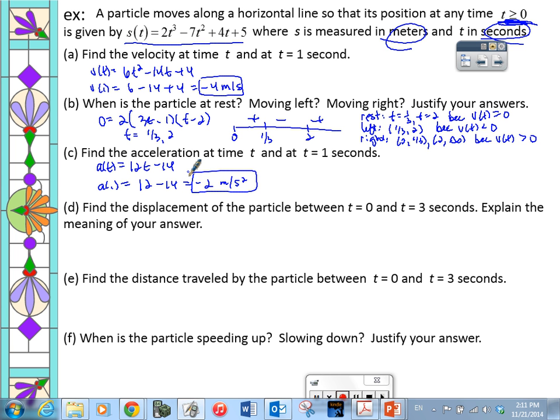Okay. Now the displacement and distance, that's new. We really haven't talked about that before. It's pretty important.